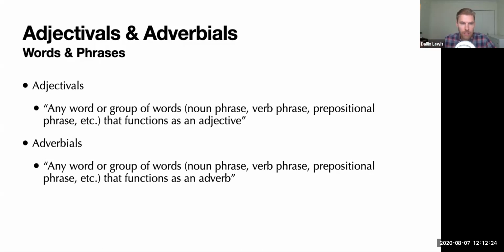So an adjectival is any word or group of words that functions as an adjective. That could just mean a noun. It could mean a verb phrase, it could be a prepositional phrase, it could even be a clause, as we'll talk about. Adverbial is similar. Any word or group of words, like a noun phrase or a verb phrase or a prepositional phrase, that functions as an adverb. So we are going to look at these more in depth later in the semester. We're going to have a whole chapter and lecture on adjectivals and a whole chapter and lecture on adverbials. But for now, just get comfortable with the idea that instead of single adjectives or adverbs, we can use a whole phrase or even a clause to serve the same function.